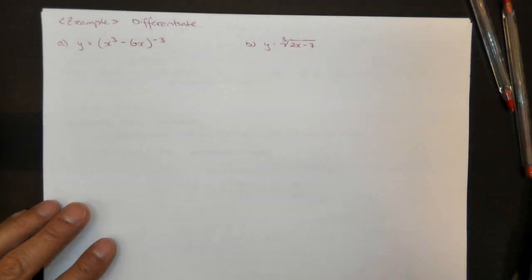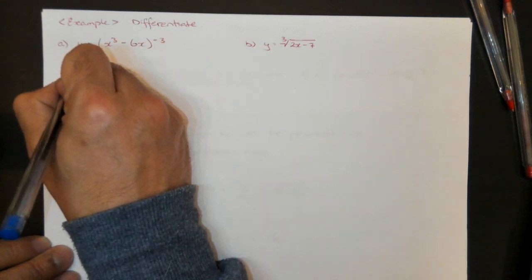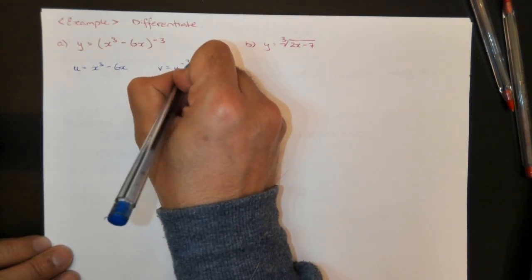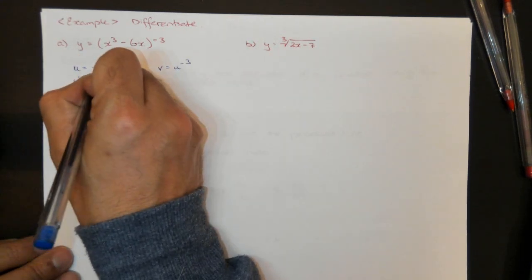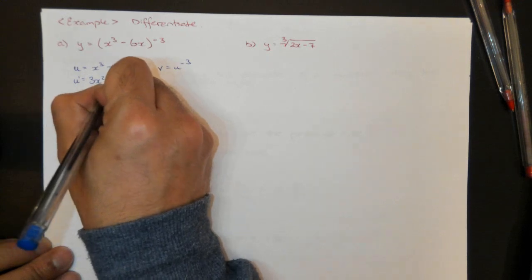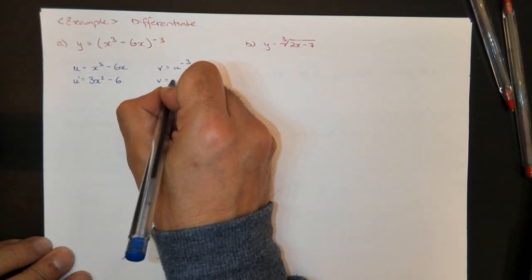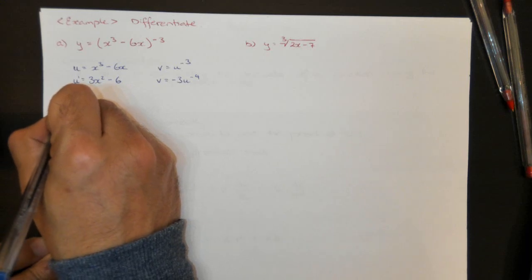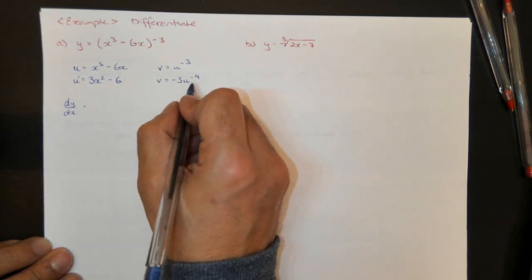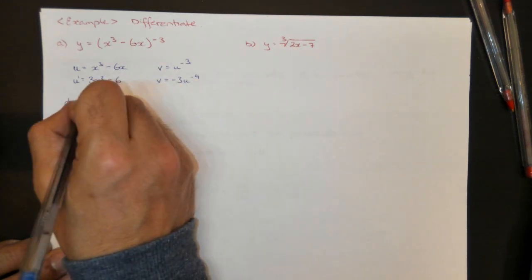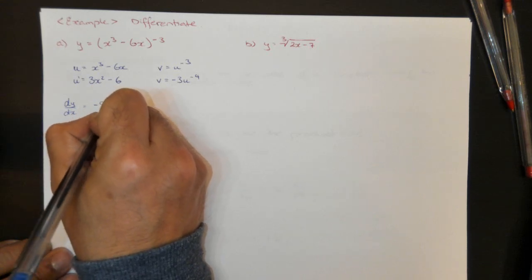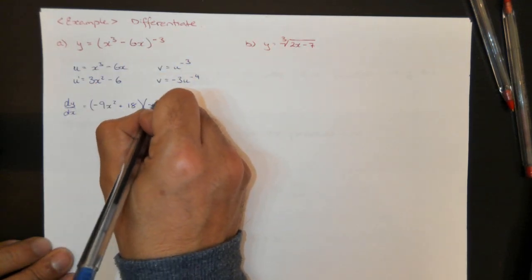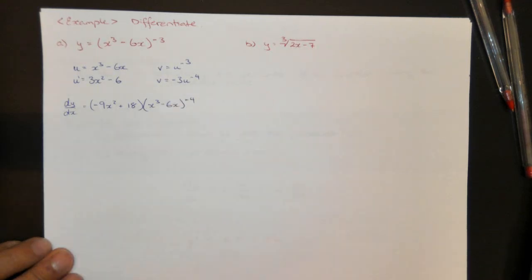Alright. So if we did the first method, we go u equals x cubed minus 6x, and y equals u to the negative 3. Differentiate each part. The derivative of x cubed is 3x squared, minus 6. And this is going to be negative 3u to the negative 4. Multiply the bottoms. So we've got negative 3 times all of this, so negative 9x squared plus 18. And u is x cubed minus 6x, to the power of negative 4.